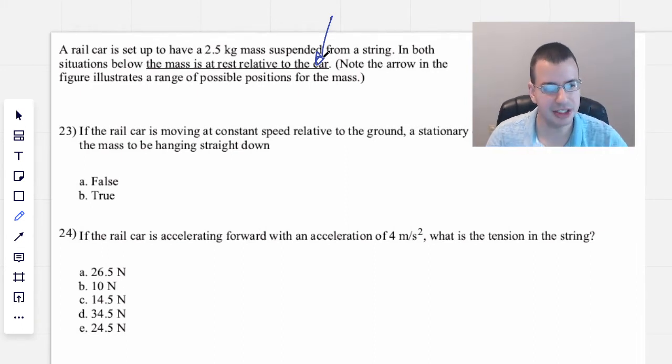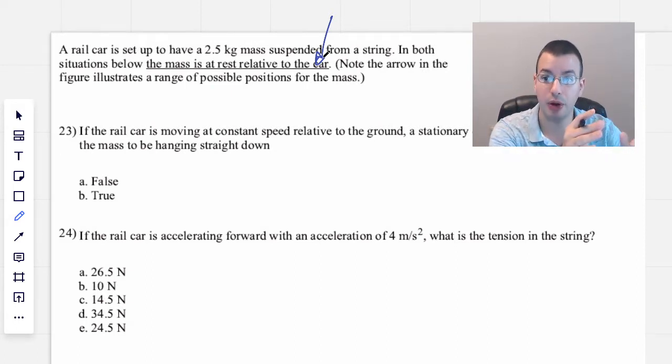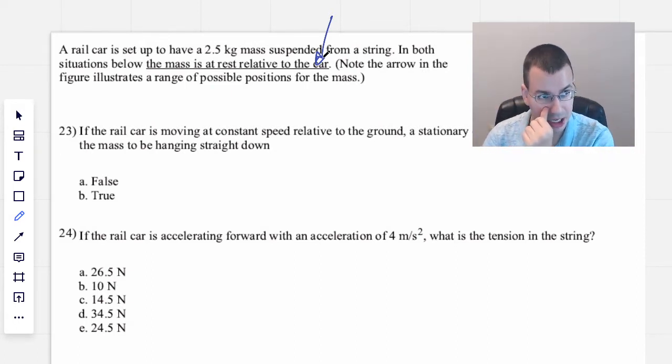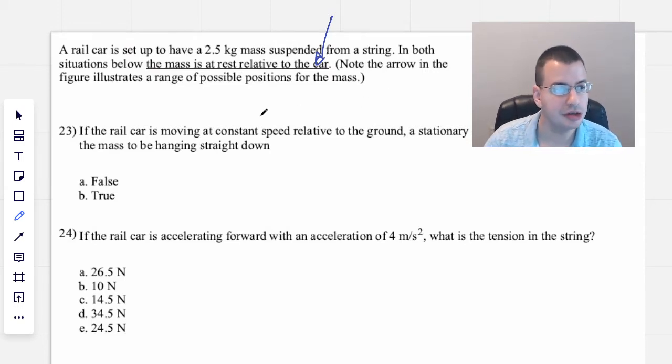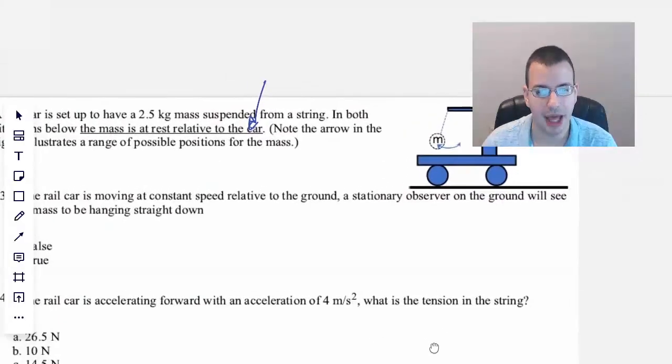Steady state basically means that if you take a time frame shot at one point and look at the same point 3 minutes later, it'll be the same. Note the arrow in the figure illustrates a range of possible positions for the mass. Okay, so this arrow means possible position, not that the mass is swinging.